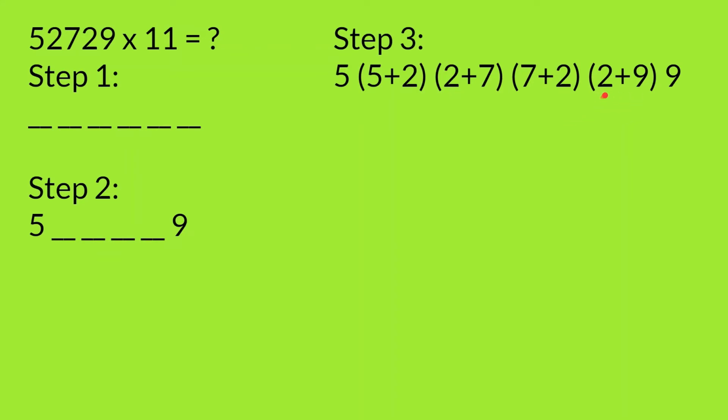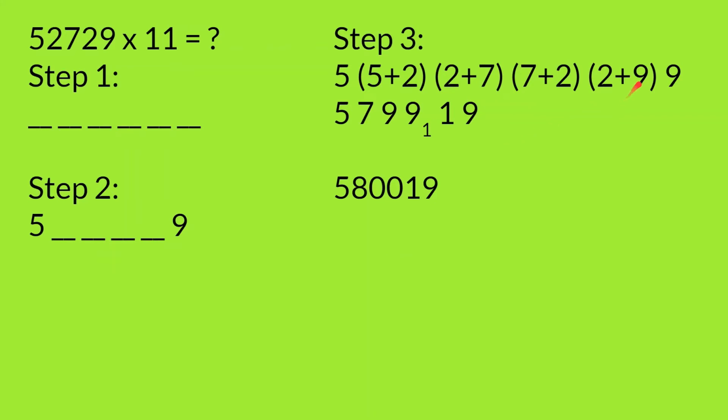So 2 plus 9, 11. So this will be a 1, with the 1 going as a carry to this digit. And 7 plus 2 is 9, 2 plus 7 is 9, and 5 plus 2 is 7. And then you can notice that 9 plus 1 is 10. So we need to give carry to this, and this will become 0. But since it is 9, this will also become 0, and the carry will be forwarded to this. So our final answer will look like this: 5,80,019.